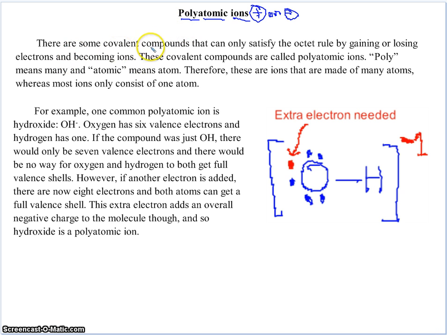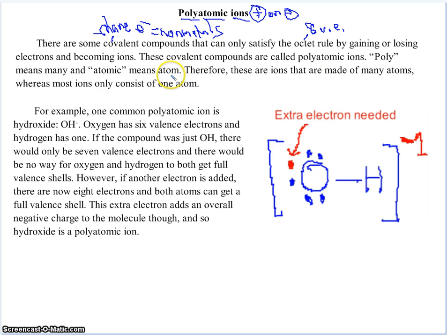Alright, so there are some covalent compounds. Covalent, I know that means sharing electrons, and that means non-metals. So some covalent compounds can only satisfy the octet rule, 8 valence electrons, by gaining or losing electrons, becoming ions. Ooh, interesting. So they're not only sharing, they're also transferring electrons. These covalent compounds are called polyatomic ions.